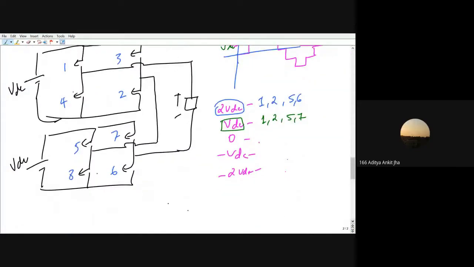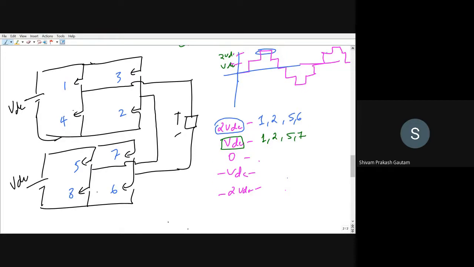Yes. So similarly we can get, you can see here, for the 0 voltage level, the top should also provide 0 and the bottom should also provide 0. So you can switch 1, 3 and 5, 7. Similarly for minus VDC you can get it by switching 3 and 4 and 5 and 7. Again 5 and 7 will give 0 and 3 and 4 will give you minus VDC. And minus 2 VDC you can get by switching 3 and 4 and 7 and 8. Okay, this is how you can.